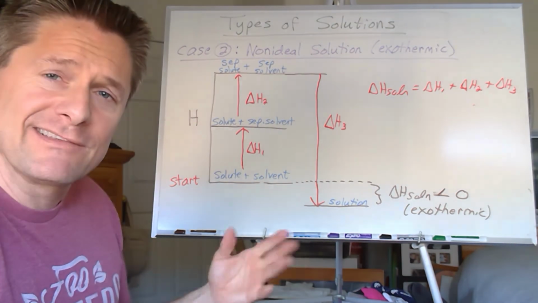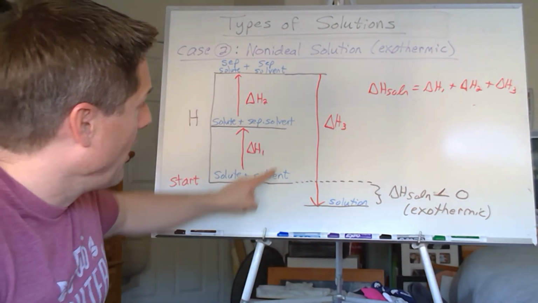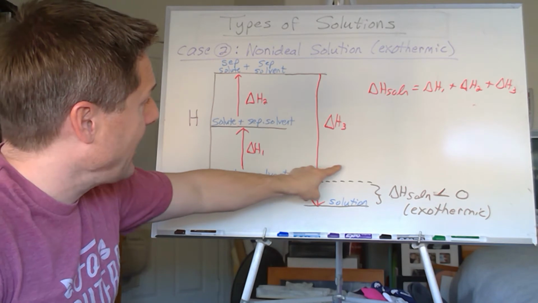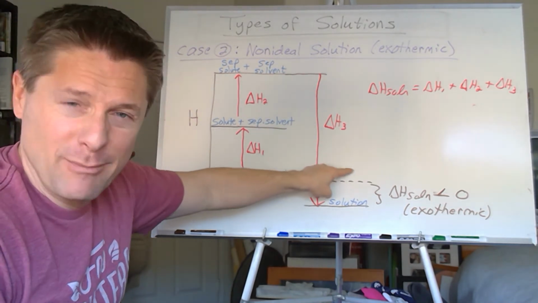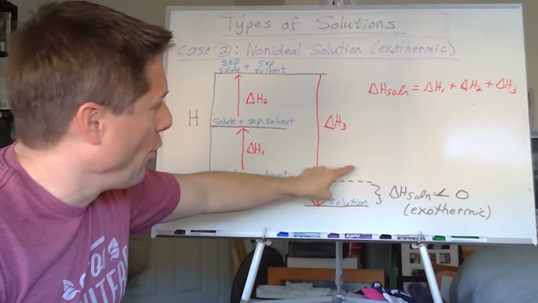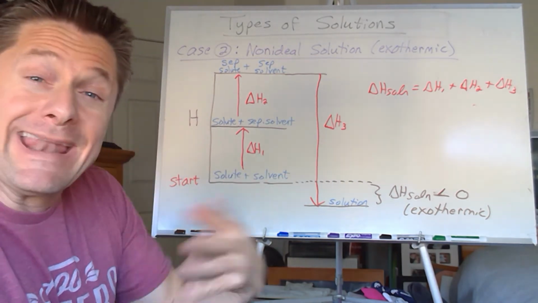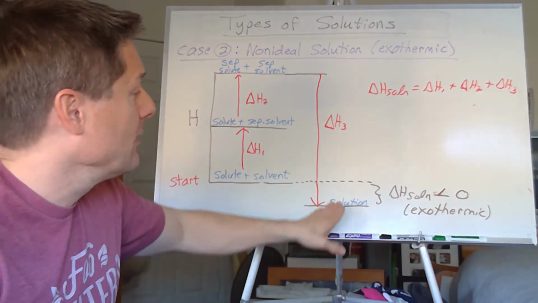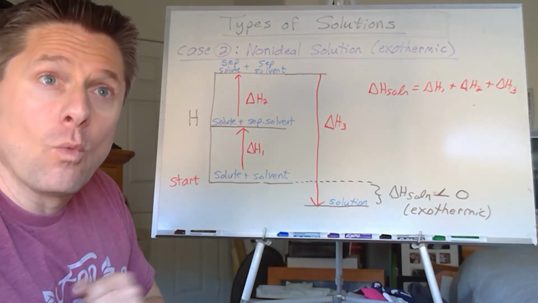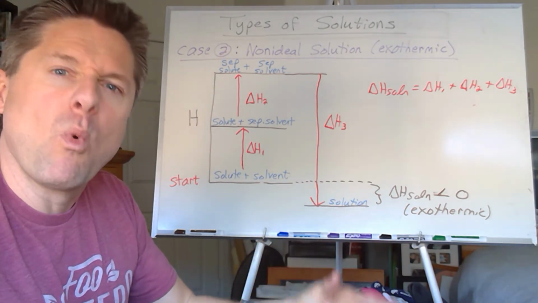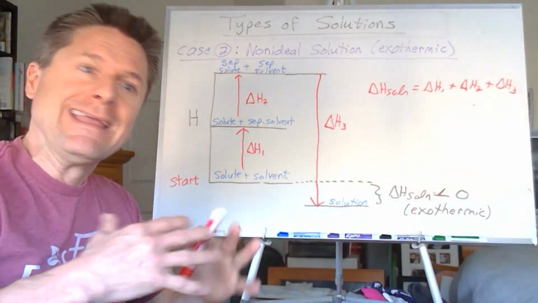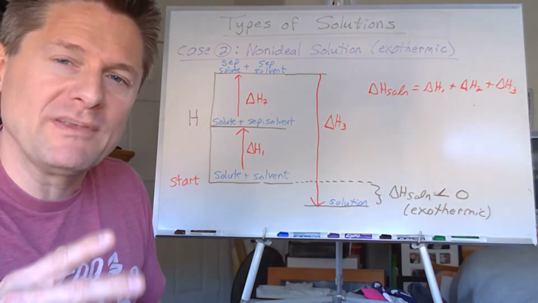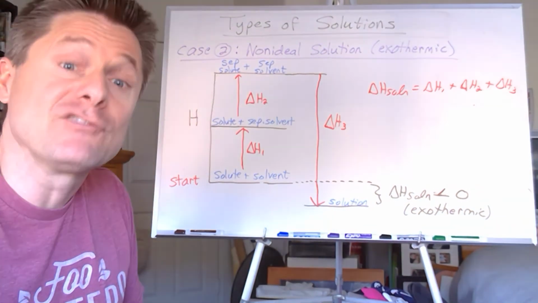So case 3 is going to be almost identical, but we're not going to end up down here. We're going to end up slightly up here. It's going to be slightly endothermic, right? Still end up being a homogeneous solution, but it's going to be a non-ideal solution. But case 3 will be slightly endothermic, where the solute and solvent are slightly more attracted to themselves than to each other. So it really doesn't want to mix as much. There will be some mixing, but it's not as favorable. Let's look at the next case.